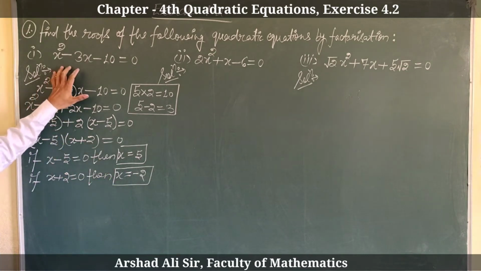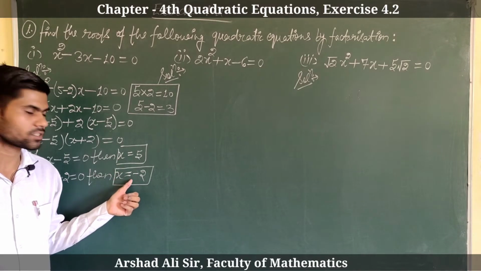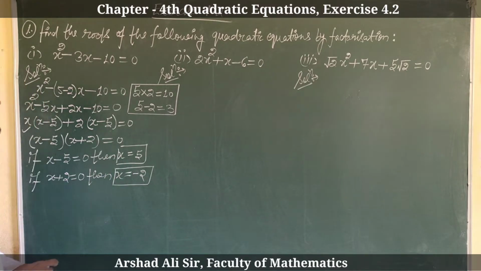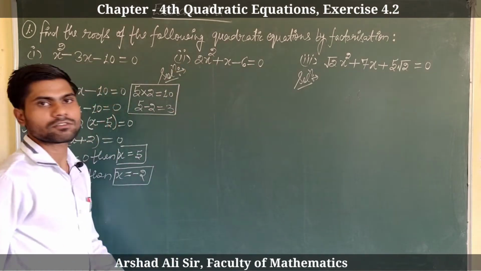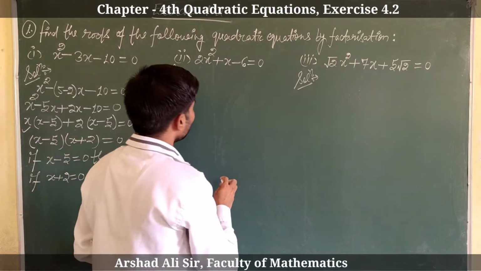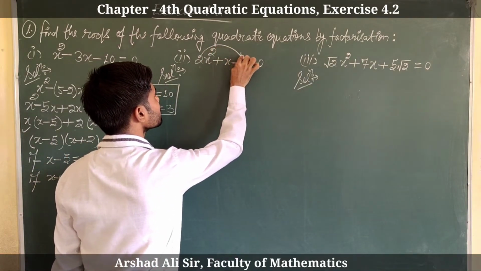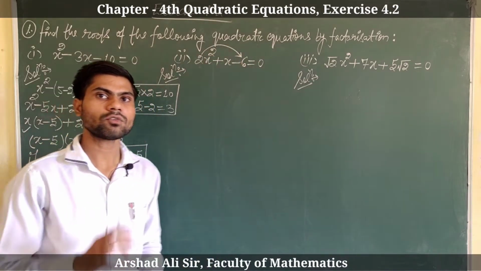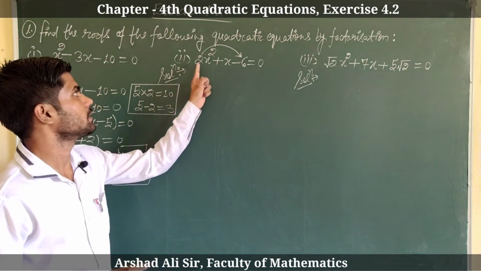We have a quadratic equation and we have to find the values of x. First value is minus 2 and second value is 5. Now the second question is 2x square plus x minus 6 equal to 0. In this condition, we will find the factors of 12. 2 multiply 6. We will find the factors of 12, not 6.